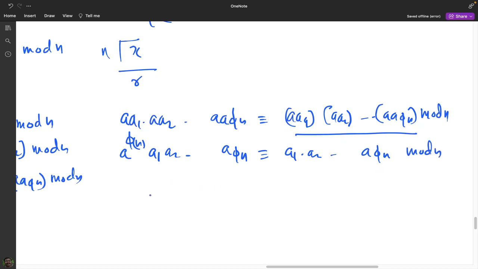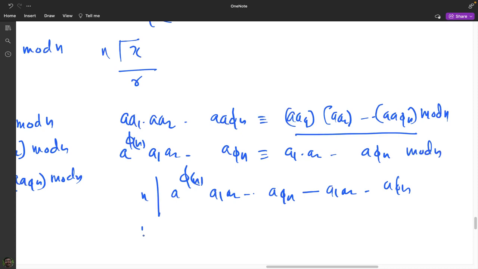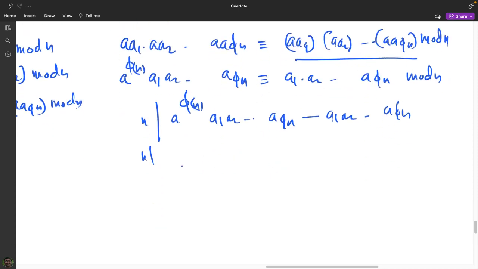This means that n divides a raised to phi n a1 a2 etc. a phi n minus a1 a2 etc. a phi n. Or n divides, what are you getting? I am taking the common factor here, a1 a2 etc. a phi n, into a raised to phi n minus 1. Now you know that these a1 a2 etc. a phi n are relatively prime to n.